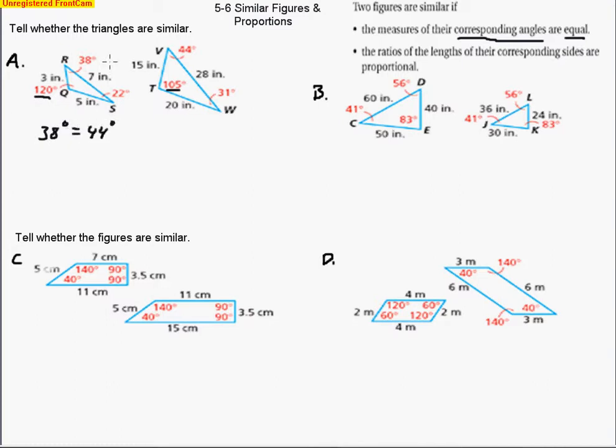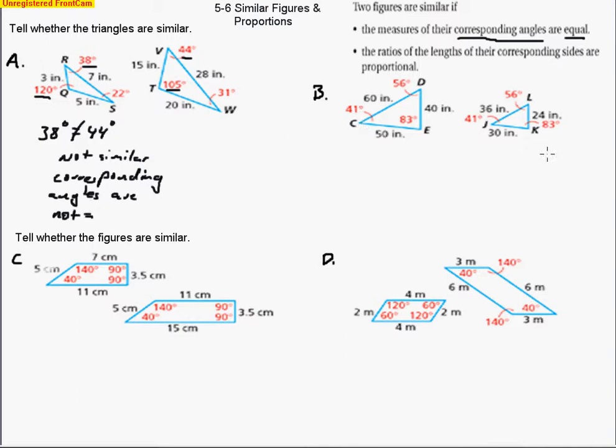And so we do not have this component of a similar figure. The measures of those corresponding angles are not equal. And so right away, I would say, no, these two triangles are not similar. Not similar. And the reason is that the corresponding angles are not equal. So that's the first thing I look for, those corresponding angles being equal.